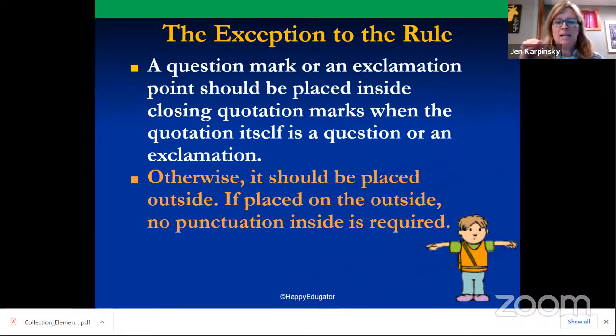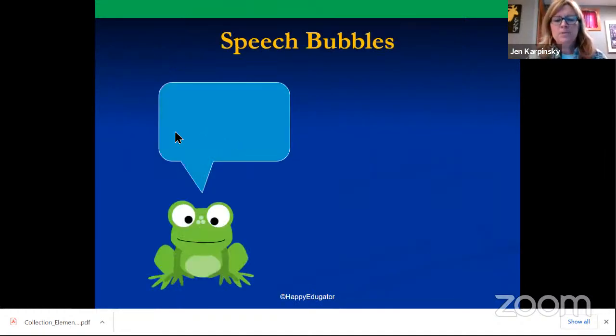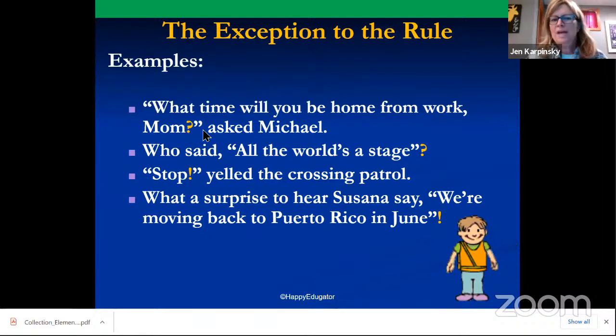Otherwise, it should be placed outside. If placed on the outside, we don't need to have extra punctuation because we already have it once. For example, "What time will you be home from work, Mom?" So that's a question, right? "What time will you be home from work, Mom?" Because it's a question, we need to have the question mark here. Okay, so we have a question mark here, but then to know that the sentence is done, we put a period at the very end because it's the end of the entire sentence, the quotation and the speech tag, the speaker tag.